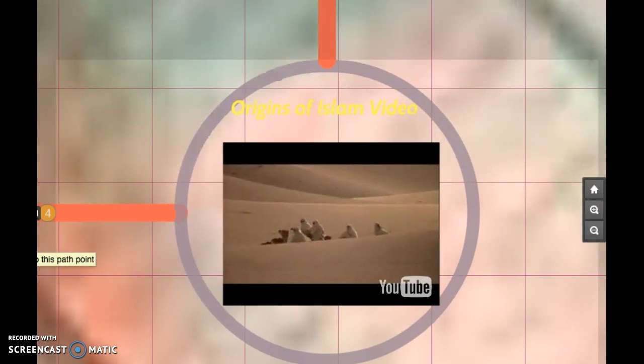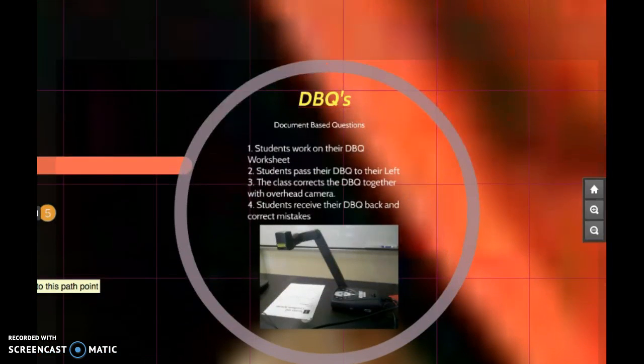After taking notes, students will then view a video on the origins of Islam, which is narrated by Sir Ben Kingsley. They will use this along with their notes and the textbook to work on the DBQs. DBQs are document-based questions. Students work on these individually. They cite the page number where they found their answers.